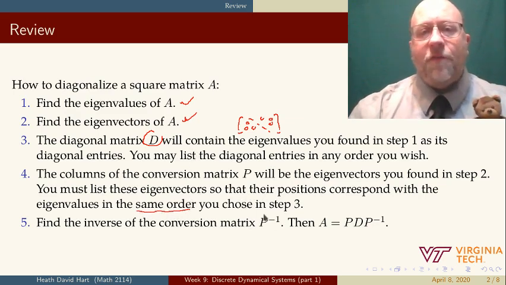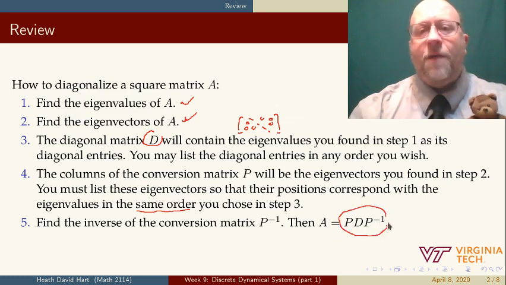Then we need the inverse of the conversion matrix. And when we string them all together, PDP inverse, we get a breakdown of A into a conversion into an alternate coordinate system, a diagonal matrix in that alternate coordinate system, and then the conversion matrix back to the standard coordinates.